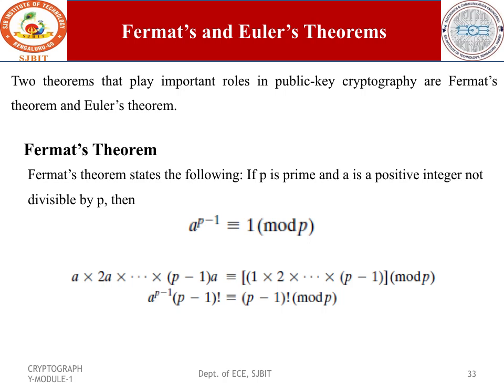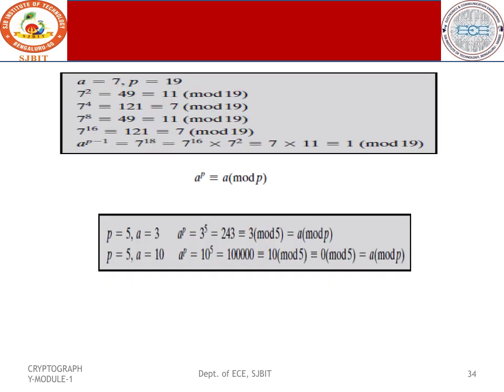An alternative form of Fermat's theorem is also useful. If p is prime and a is a positive integer, then a^p is congruent to a mod p. The first form of the theorem requires that a be relatively prime to p, but this form does not. For example, if p is equal to 5 and a is equal to 3, then a^p is equal to 3^5, that is 243, so it is congruent to 3 mod 5.